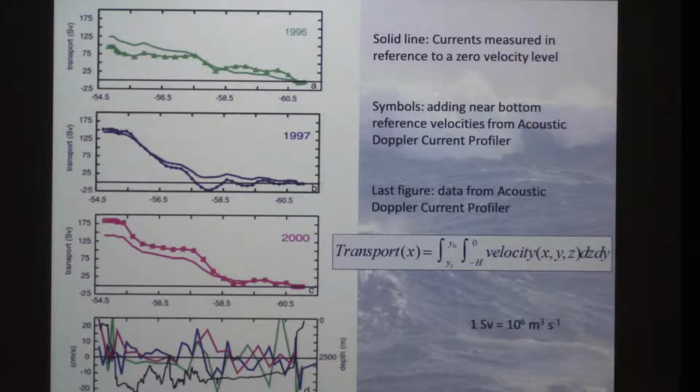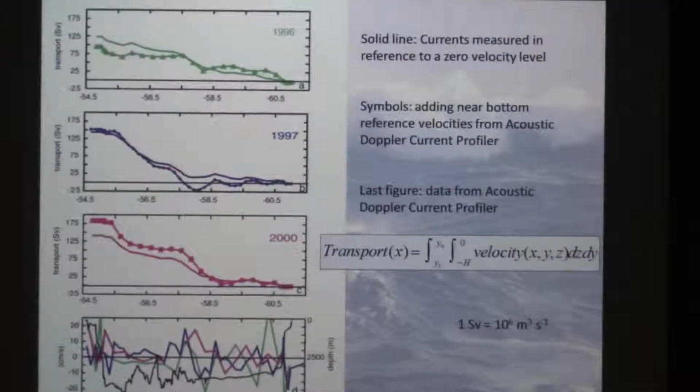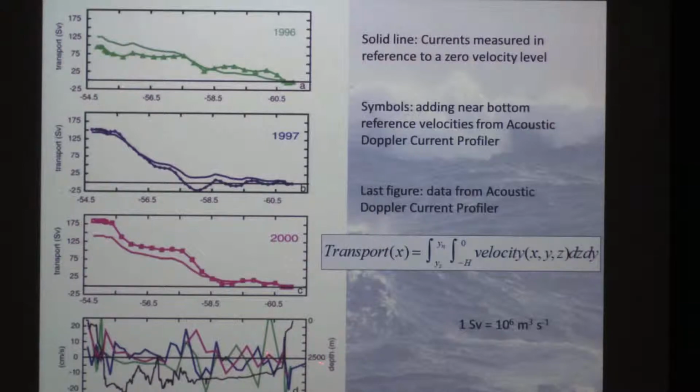There are a couple of differences between these lines, and I want to point those out because it's very important to why we need to take measurements of the current system. The solid line here assumes that at the common level, which is about 2,500 meters depth in these transects, there is no velocity at that depth, that there's a zero velocity. With the CTD casts and looking at gradients of the density at various pressure levels, you can only get the relative geostrophic shear, the relative current. You cannot get the absolute current from that measurement. And so you have to have a reference. And so typically, it's assumed to be zero.